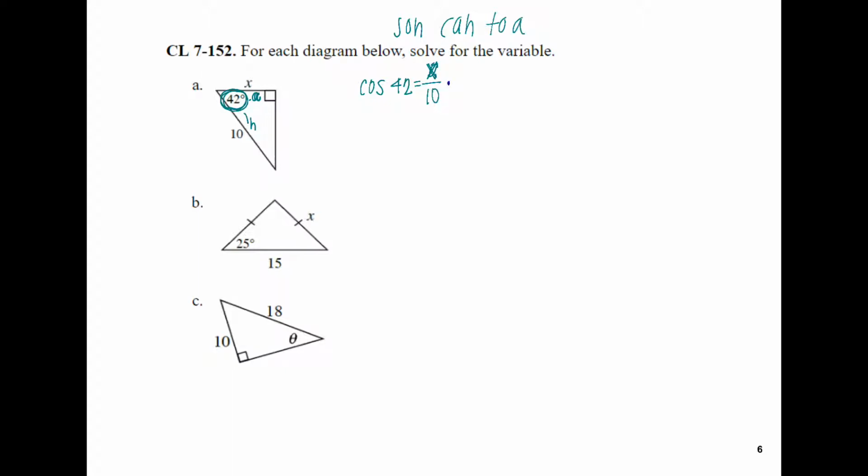The inverse of division is multiplication. 10 times the cosine of 42 is about 7.43.